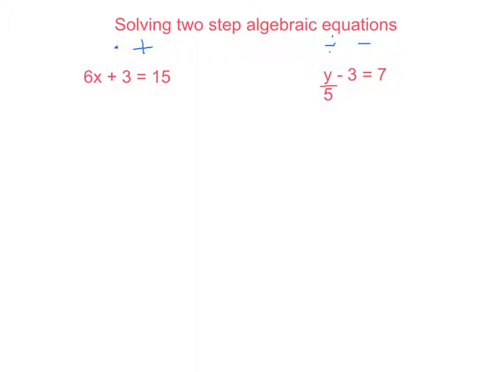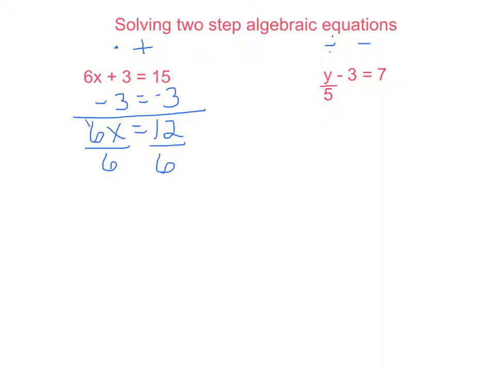So the very first thing I'm going to do is I'm going to subtract 3 from both sides. If I subtract 3 from both sides and then simplify each side, I now have 6x is equal to 12. Now I'm down to a one-step type problem. So now what I'm going to do is divide both sides by 6. When I divide both sides by 6, the 6 divided by 6 gives me 1. So I'm just left on the left-hand side with x, and on the right-hand side I'm left with 2. So x is equal to 2.